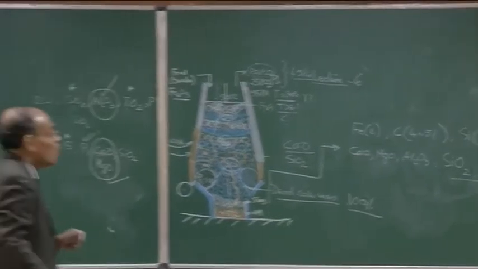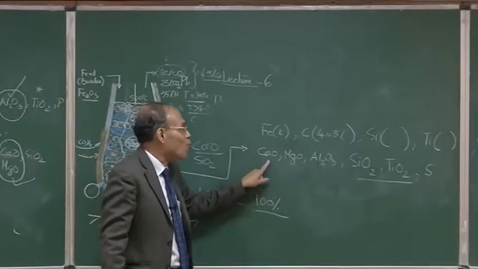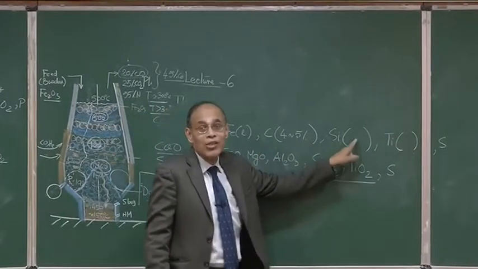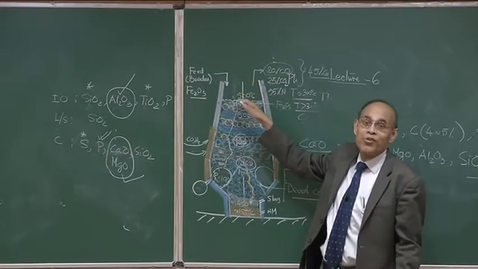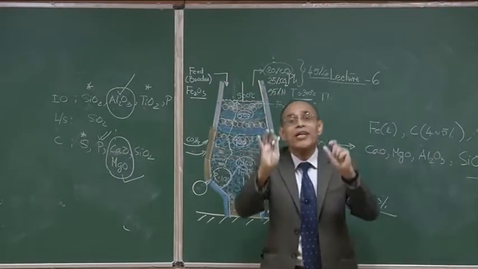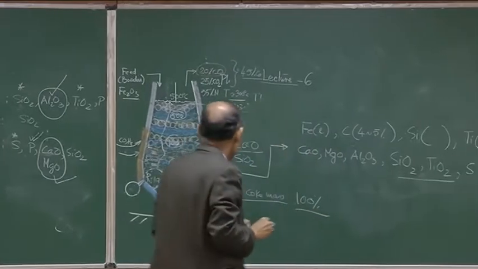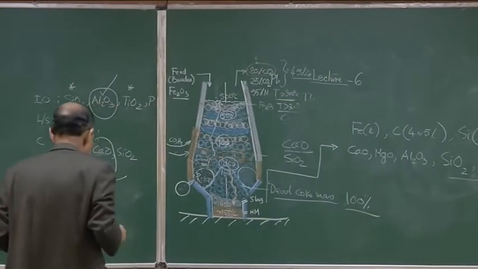Their proportions, what is the percentage of carbon, what is the percentage of silicon, are all going to be dependent on the characteristics of the feed material fed into the blast furnace as well as the operating conditions, as it will be clear to you in a short while.